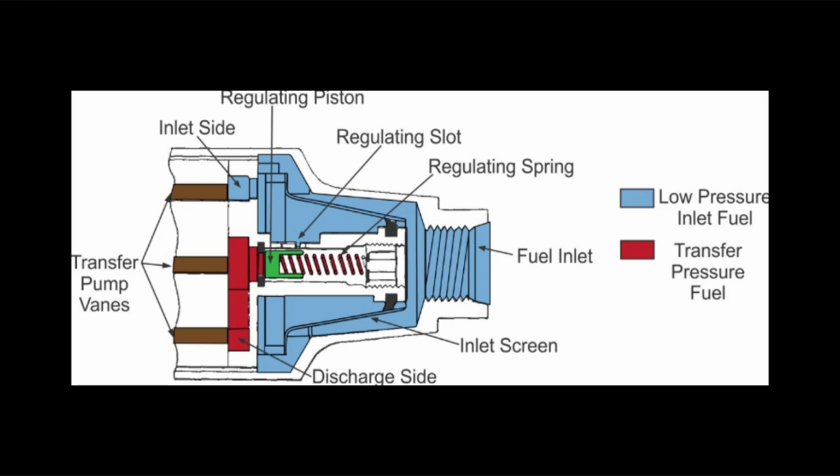This controls the transfer pump pressure to about 26 psi during cranking and 40 psi at idle. This is because as rotor speed increases, so does the volume and pressure. And as RPMs increase, the pump flow does too. And therefore, the regulating piston, once pushed sufficiently against the spring, uncovers the regulating slot, letting excess fuel back into the low pressure side of the inlet. The maximum pressure of the regulating valve sits between 90 and 120 psi at high idle, depending on the manufacturer.